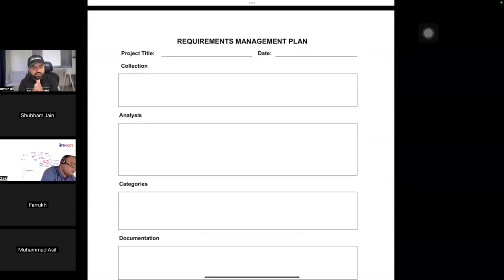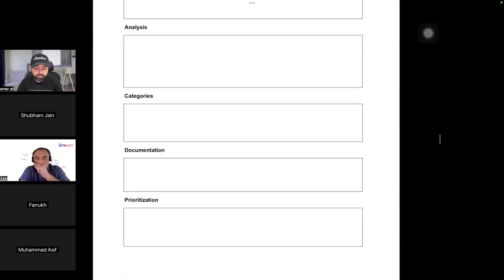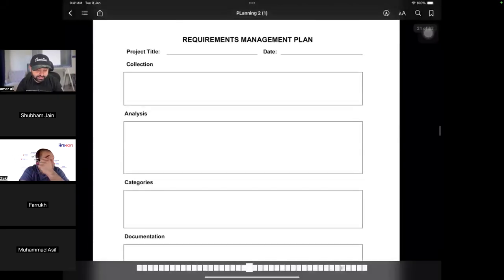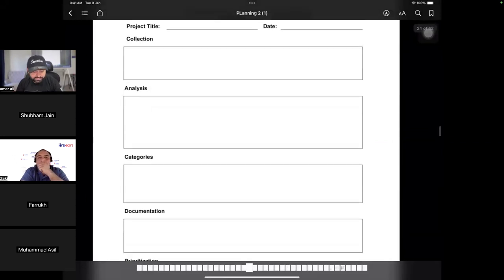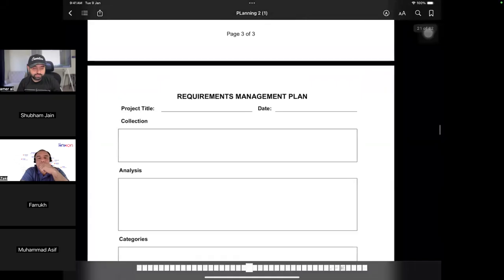The requirement management plan talks about how the requirements for the entire project will be handled: how you are going to collect all the user stories or requirements, analyze them, categorize them, document them, and prioritize them. Everything about the requirements will be mentioned in the requirement management plan.